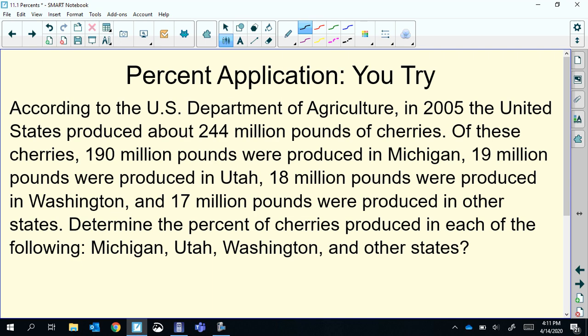According to the Department of Agriculture, the United States produced 244 million pounds of cherries. Of these, 190 million were produced in Michigan, 19 million in Utah, 18 in Washington, 17 in other states. Determine the percent of cherries produced in each of the following. So Michigan is 190 out of 244.